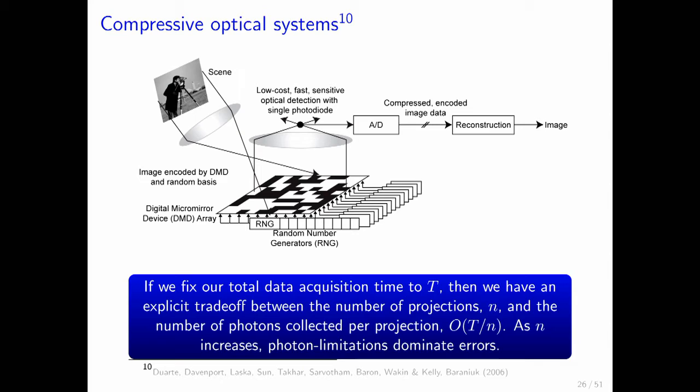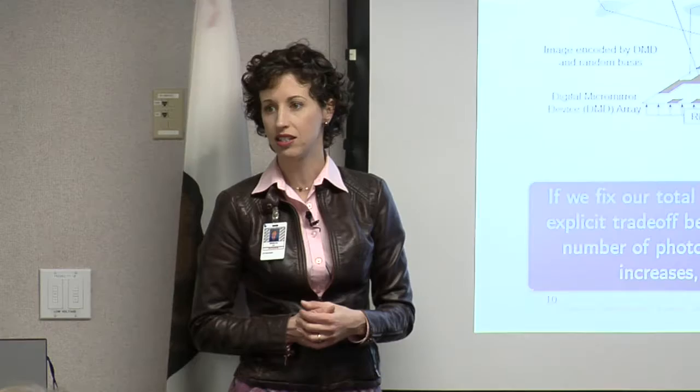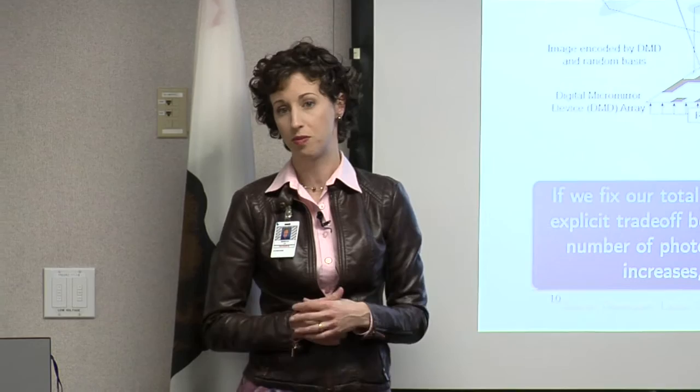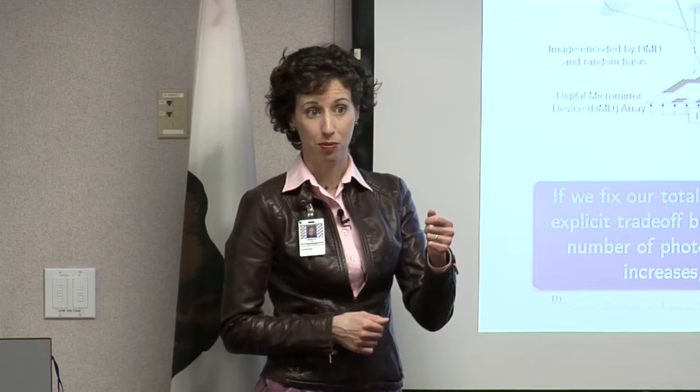And Rich would tell you that TI, who makes these digital micromirror arrays, is constantly improving the speed at which they can flip these mirrors. So it seems like you can make this system faster and faster and get more and more measurements more quickly. But as you increase the speed at which you flip your mirrors, the less time you have to sit and collect photons for every mirror orientation.